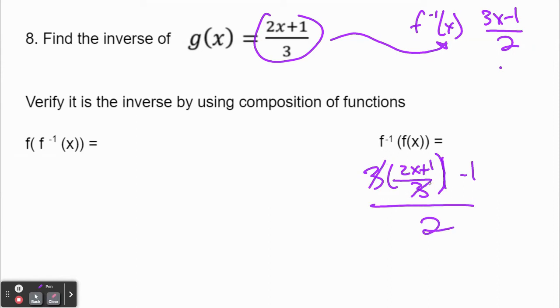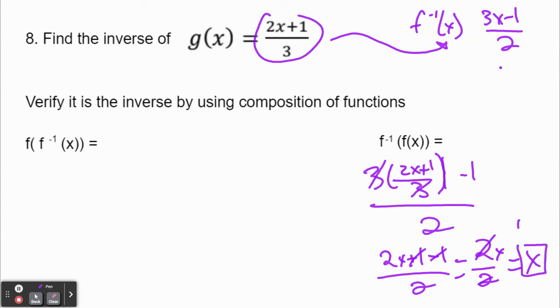So these 3's cancel out, which gives us 2x plus 1 minus 1 over 2. These cancel out, leaving us with 2x over 2, and these 2's cancel out, which leaves us with just x, and now we're verified.